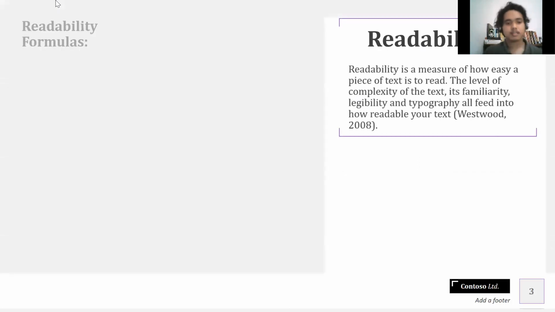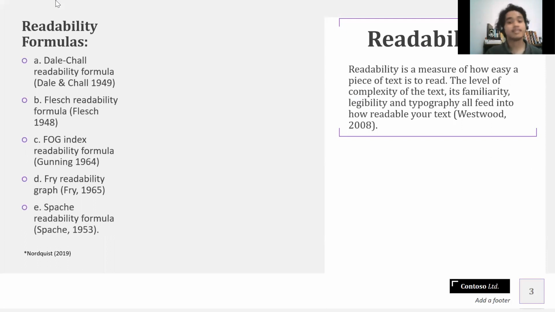So, readability is a measure of how easy a piece of text is to read. The level of complexity of the text, its familiarity, legibility, and typography all fit into how readable your text is. According to Westwood in 2008, readability of text will influence reading fluency. It means that when the reader reads text or reading materials appropriate to their grade, it will make the reader fluent easily, expressively, and quickly as well as possible.